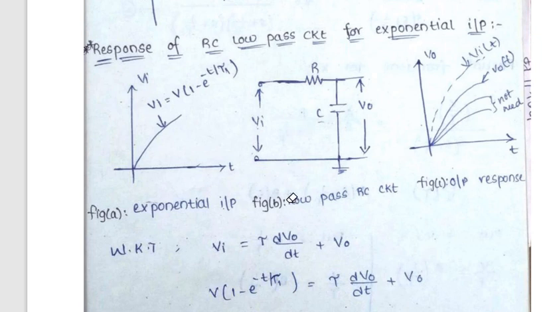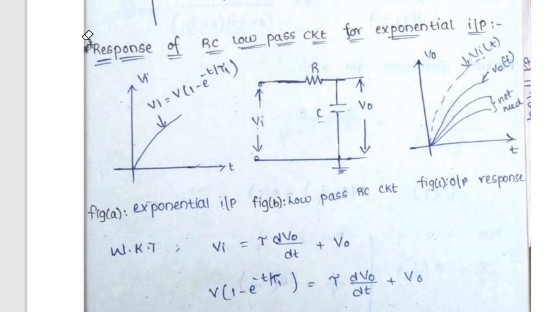Good morning, everyone. Now we are going to discuss the response of the low pass RC circuit for an exponential input signal. That means what is the response produced by the low pass RC circuit for an exponential input signal, that is what we are going to discuss now. Just like a ramp signal, in an exponential signal also there are two cases.